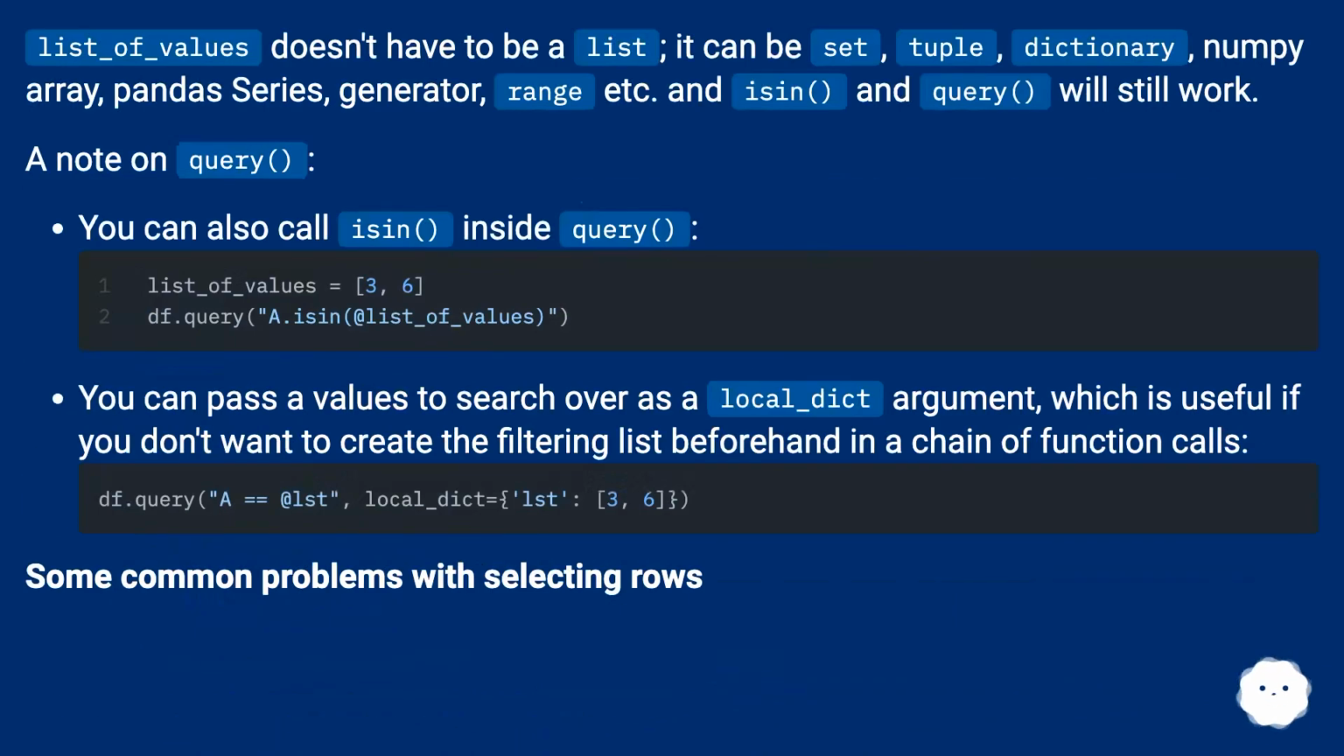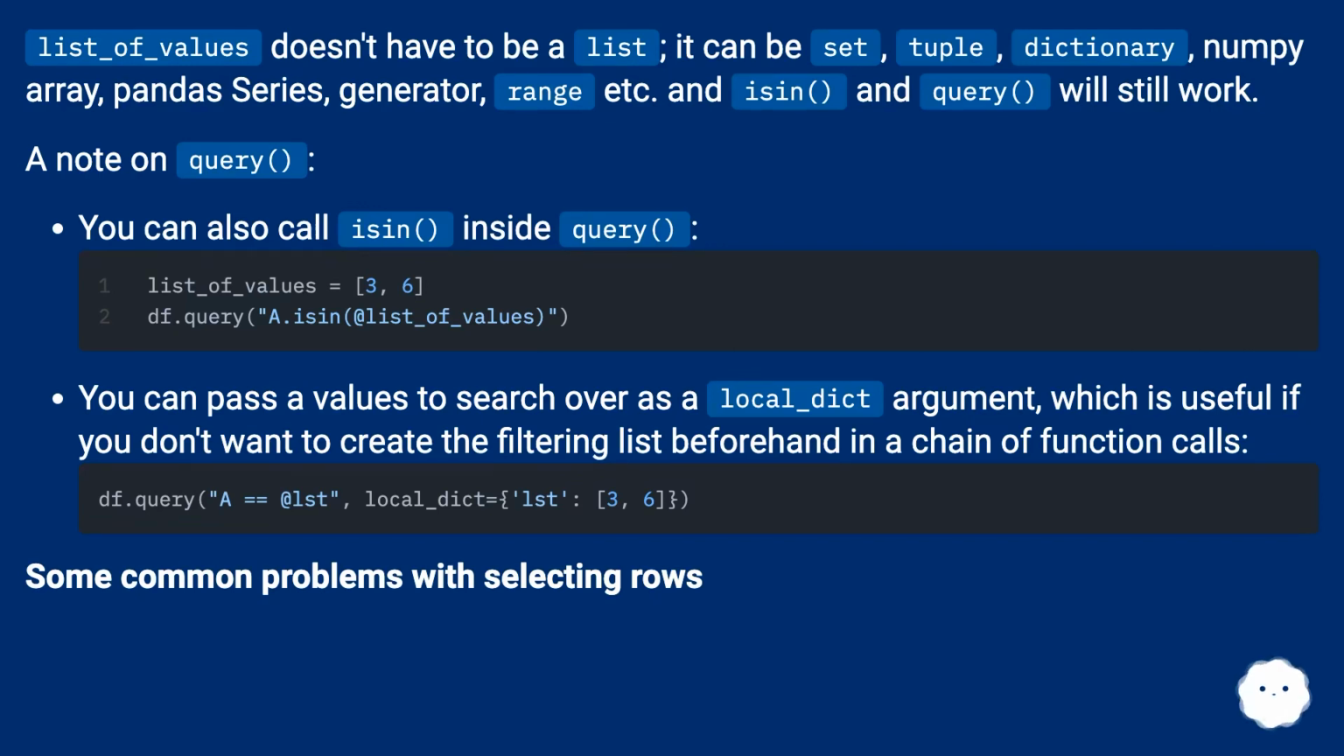list_values doesn't have to be a list. It can be set, tuple, dictionary, numpy array, pandas series, generator, range, etc. And ISIN and query will still work. A note on query. You can also call ISIN inside query. You can pass values to search over as a local_dict argument, which is useful if you don't want to create the filtering list beforehand in a chain of function calls.